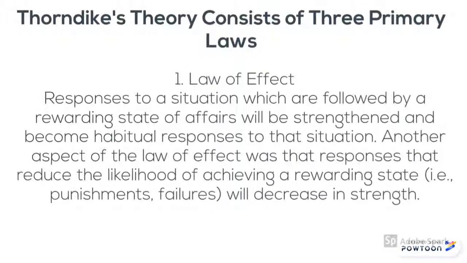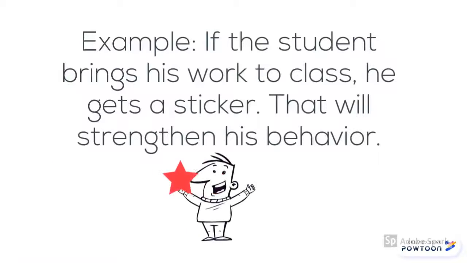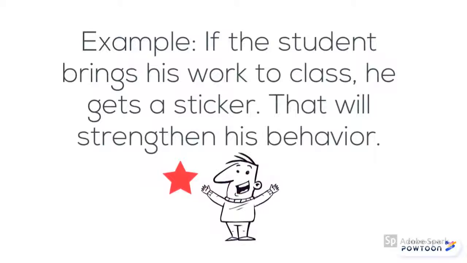Thorndike's theory consists of three primary laws. The first law is the law of effect. Responses to a situation which are followed by a rewarding state of affairs will be strengthened responses to that situation. Another aspect of the law of effect was that responses that reduce the likelihood of achieving a rewarding state will decrease in strength. Example, if the student brings his work to class, he gets a sticker. That will strengthen his behavior.